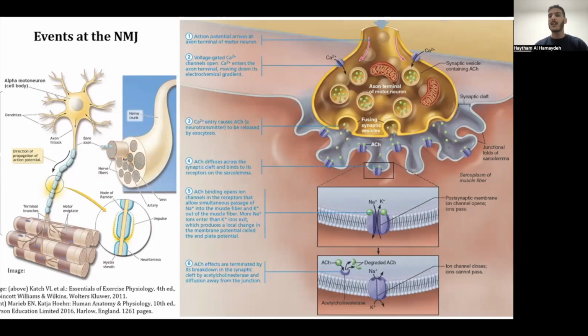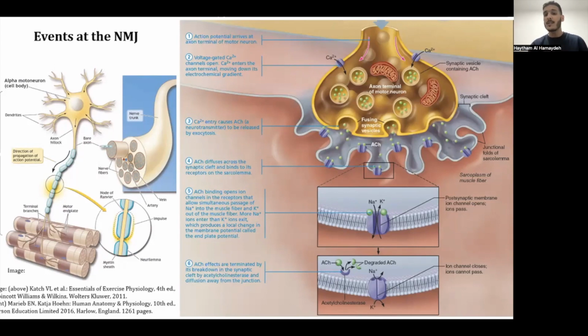So what happens is an action potential arrives at a site called the neuromuscular junction, where a neuron and a muscle interact, so that the neuron can deliver that action potential into the muscle. The action potential arrives at the axon terminal. Once that happens, this causes Ca2+ channels to open, allowing an influx of Ca2+ inside the axon terminal.